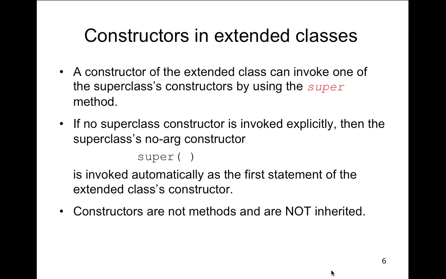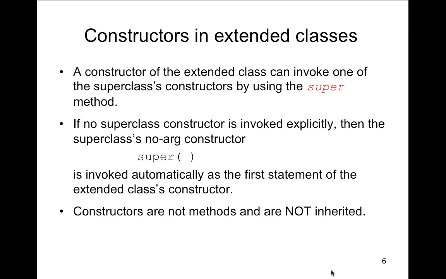I have pointed out super already, but to give you the formal definition of these terms, why are you using them? The constructor of the extended class can invoke one of the superclass's constructors by using the super method. If no super constructor is invoked explicitly, then the superclass's no-argument constructor is invoked automatically, as we've seen in the purple/violet example. It's invoked automatically as the first statement of the extended class's constructor. And I had super in that example, I believe.